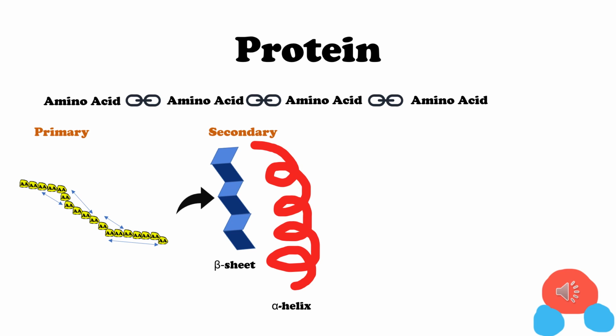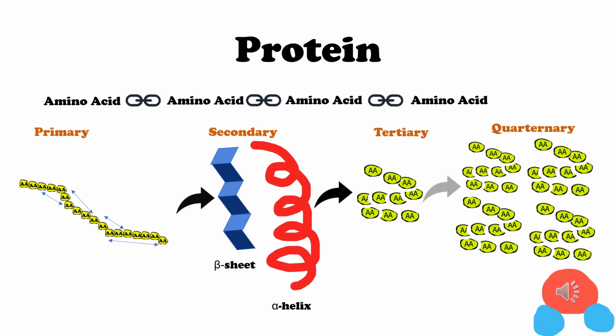When the secondary structures fold together, they form the tertiary structure, which is also a functional protein. When multiple tertiary structures come together, they form the quaternary structure, and each of those tertiary structures is now known as subunits.